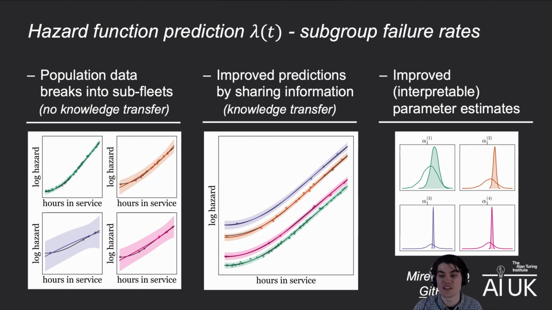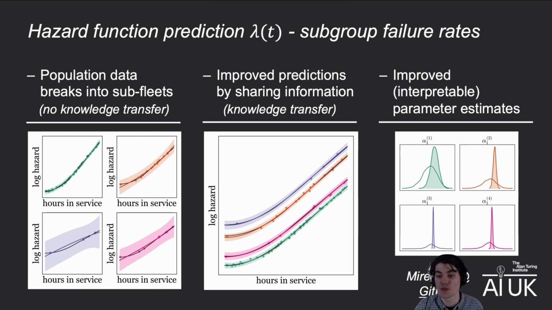The hazard is the instantaneous rate of failure of components within the truck fleet. This could include turbochargers or alternator components, for example. If we first focus by learning independent models, while we have good predictions in our data-rich domain, as our domains become more sparse, the accuracy is less representative of the underlying ground truth, shown by the black line, and the uncertainty appropriately grows for sparse domains.